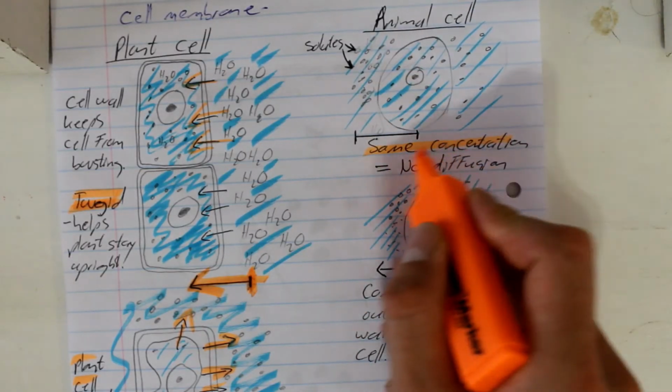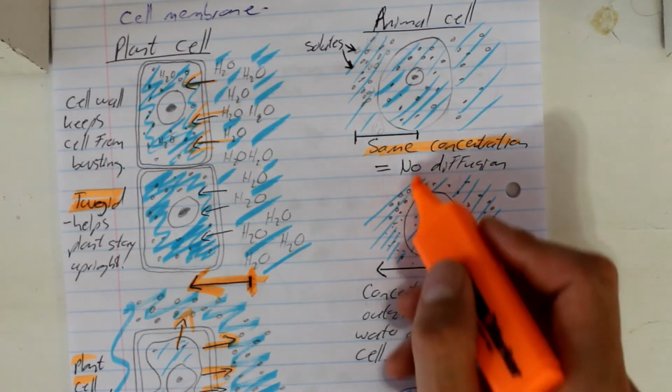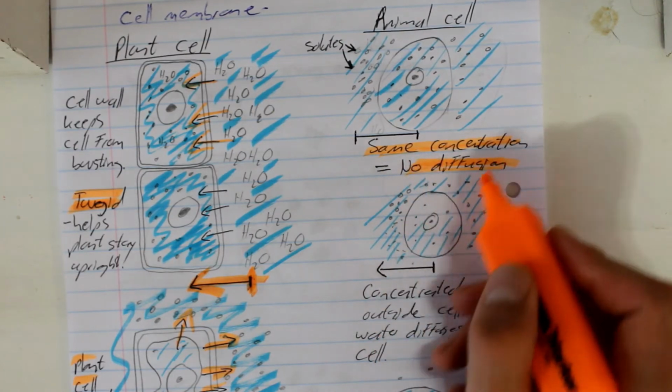If we place any cell in an isotonic solution, or a solution with the same concentration of solids outside and inside the cell, there will literally be no movement of water because there's no concentration gradient. Okay, lastly we're going to take a look at active transport.